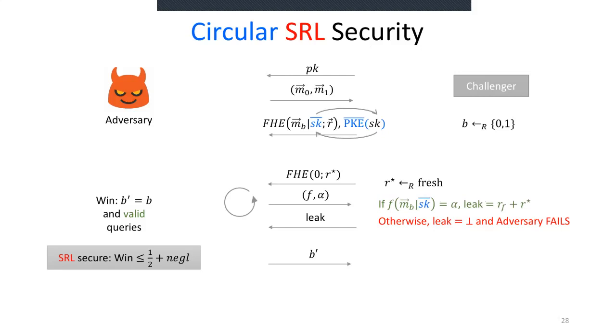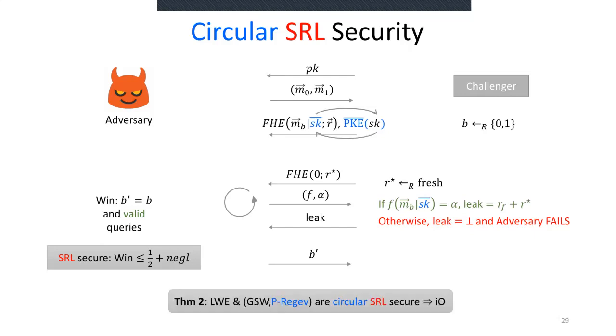The difference is now the prediction alpha is about the output of the function f, not only when given as input m sub b, but also the secret key of the public key encryption scheme. Apart from that, it's a similar definition. And Theorem 2 that we prove says that assuming LWE, assuming GSW and PAC-FF are circular SRL secure, then IO exists.